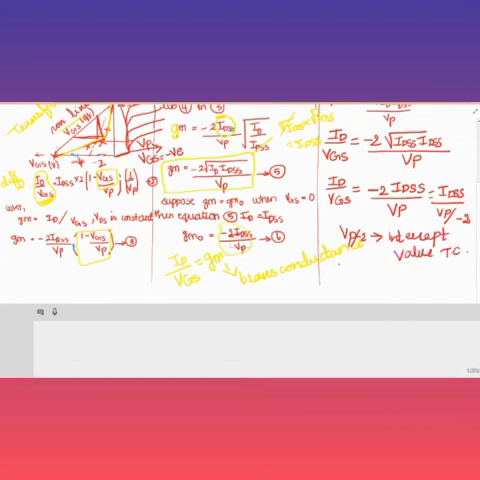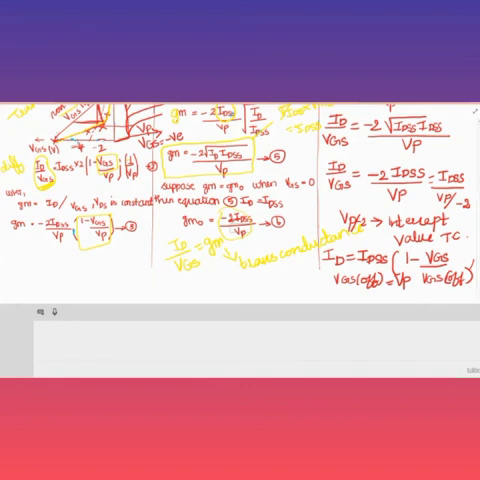The last thing, just for your knowledge: ID is equal to IDSS open bracket 1 minus VGS by VGS off. This VGS off is also called VP. When VP is there, it is nothing but your VGS, that is the gate source voltage, will be in off condition. So we can change this VP value into VGS off also. So this is your drain current equation.